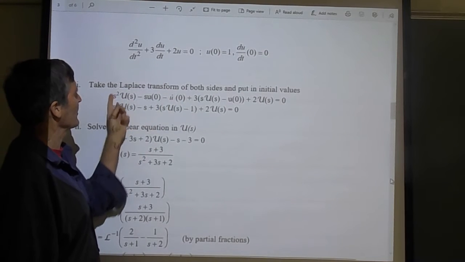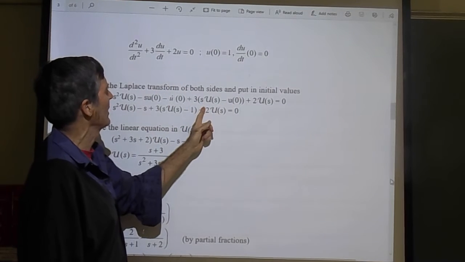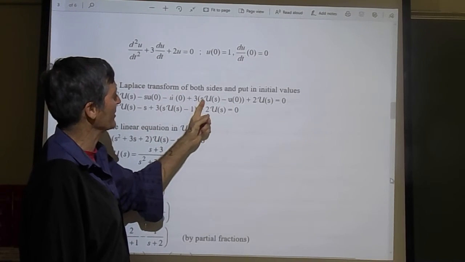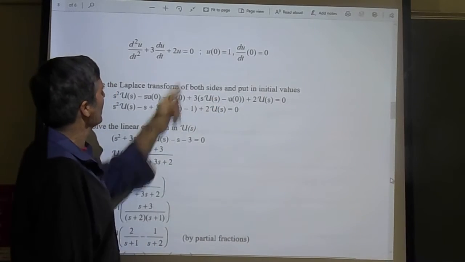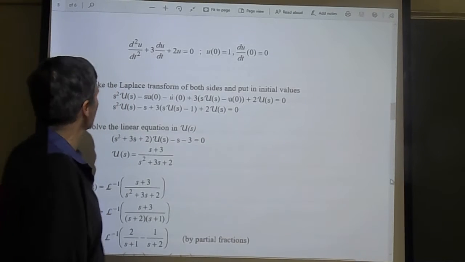This was the theorem for the second derivative of the Laplace transform. And then plus 3 times, here's the theorem for the first derivative Laplace transform, s times U of s minus u of 0. Plus twice the Laplace transform of u, all equals the transform of 0, which is 0.